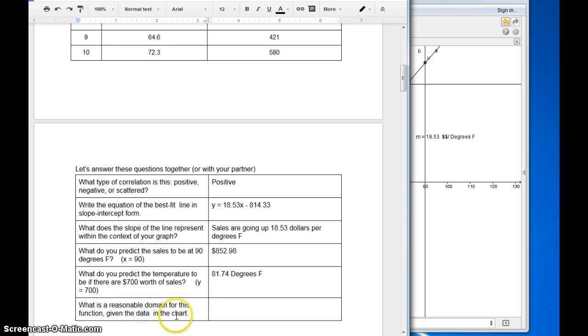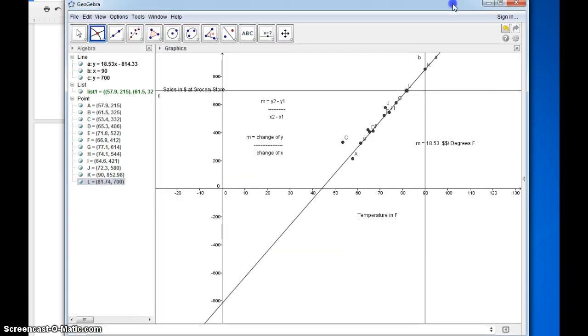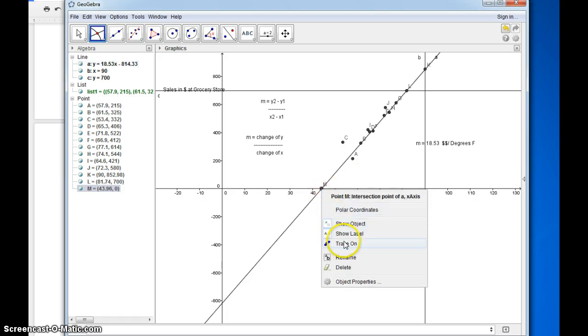What is a reasonable domain for this function given the data in the chart? Very good question, because if I intersect right here, and this is when it's 43 degrees, it says there's no sales. Or if there's a number less than 43 degrees, there's negative sales. So that goes to show the domain, which is the x values, cannot really be outside of what the given data is. But you could predict a little bit outside of it because we already did that.